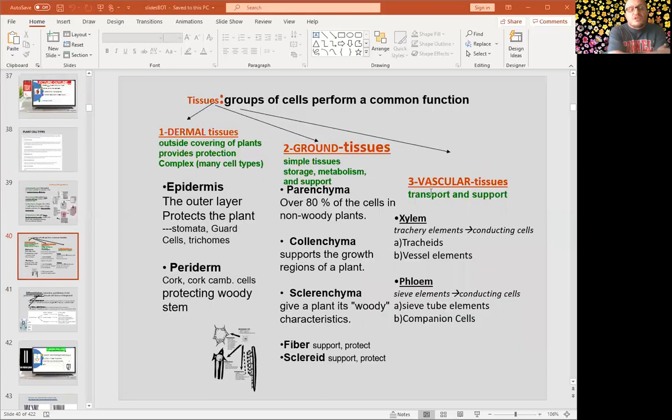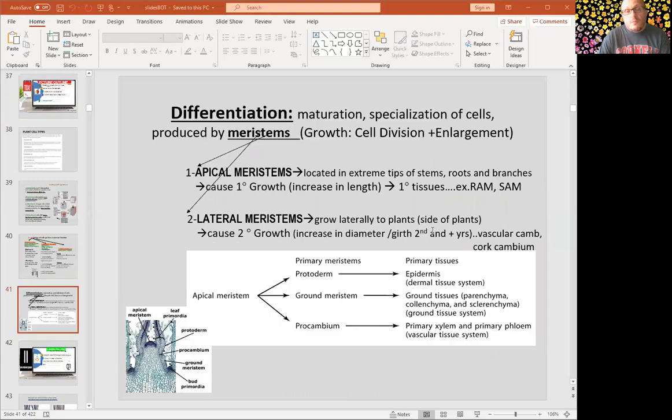There are three types of tissues that plants have: dermal, ground, and vascular. Dermal is the epidermis and periderm. Ground can be simple or storage tissues, and vascular is the xylem and phloem. When they start differentiation, they can have primary growth, which is provided by apical meristems like SAM or RAM, or lateral meristems, which give secondary growth in some select plants.